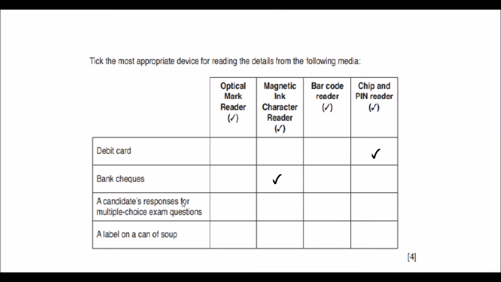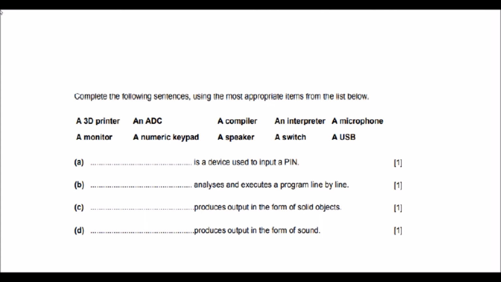What about a candidate response, the one they use to mark your exam paper? As you can even see from the name, it's the optical mark reader. What about a label on a can of soap? Of course, that one is a barcode. If you go to any grocery shop, you can easily see a barcode reader to read the information on the label.